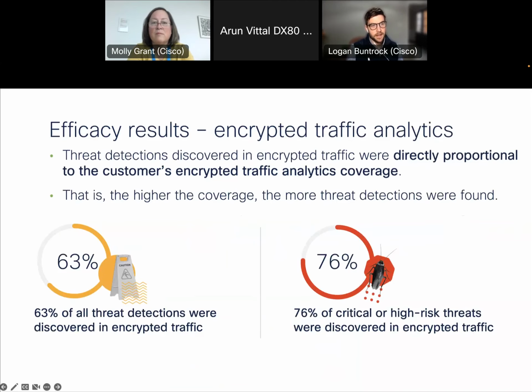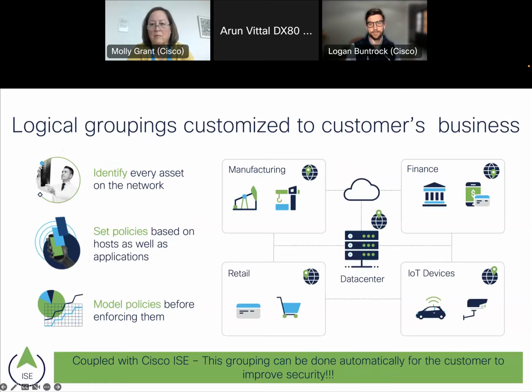And just to show you what some of the results have been: without the security technologies deployed from the Cisco network, the customer didn't have that visibility. With that deployed, we were actually able to detect 76% of critical high-risk threats in this traffic. That just shows you how powerful the network is for security and that functionality from Cisco networks.